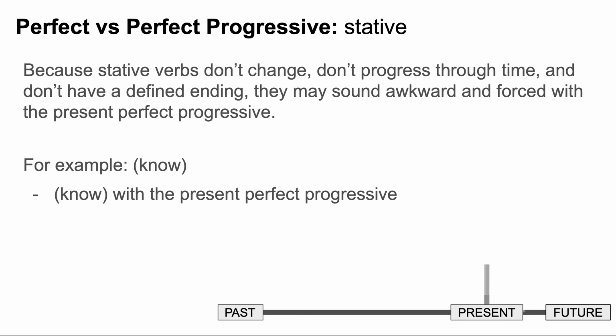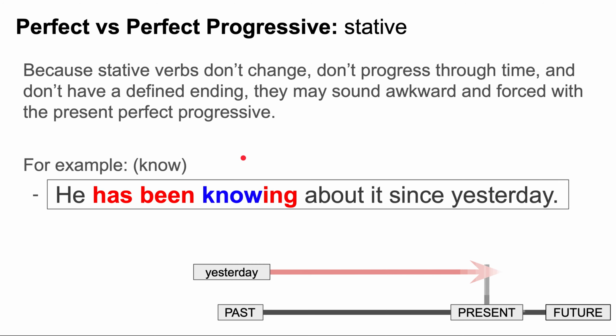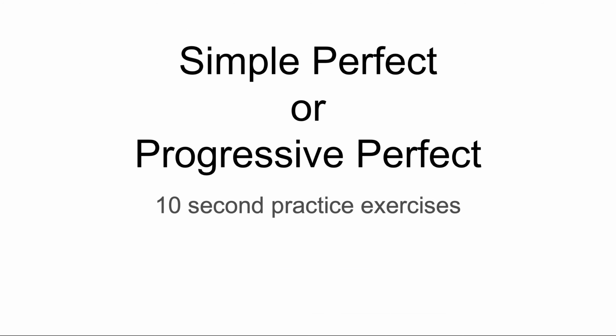However, because stative verbs don't change, don't progress through time, and don't have a defined ending, they may sound awkward and forced with the present perfect progressive for actions starting in the past, such as yesterday. For example, know with the present perfect progressive. He has been knowing about it since yesterday.